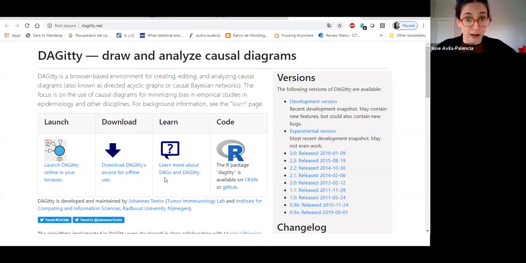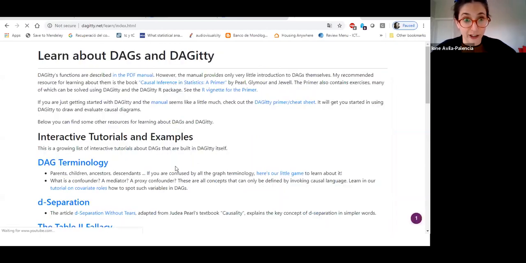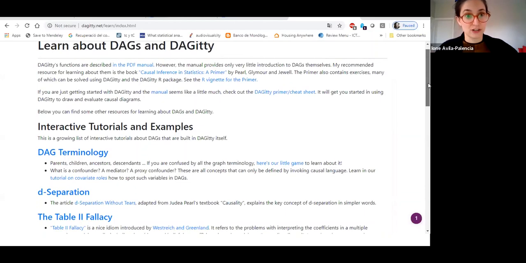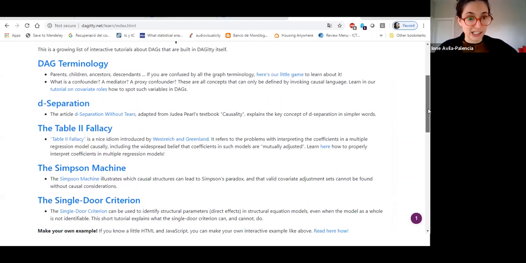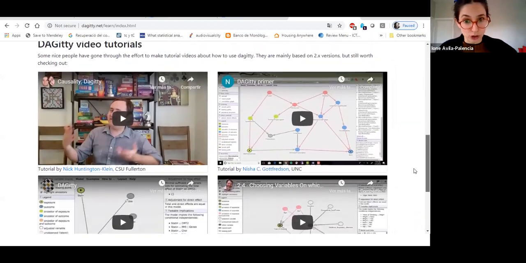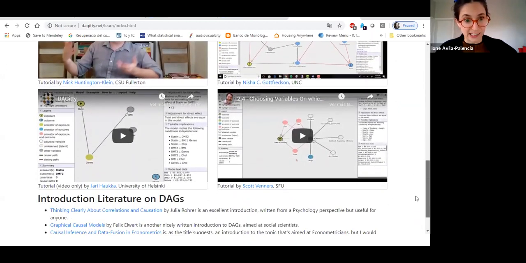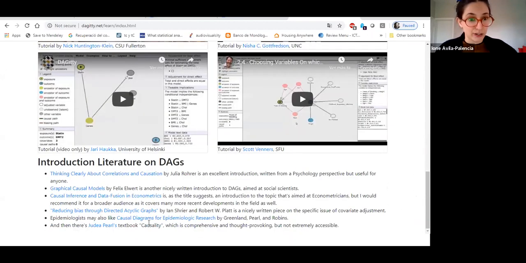You have this learn option, and if you click here, another website appears where you can find many different kinds of information, very introductory information about DAGs and DAGitty. You can also find some tutorials about how to use DAGitty. And at the end, you can find this list of introductory literature on DAGs.